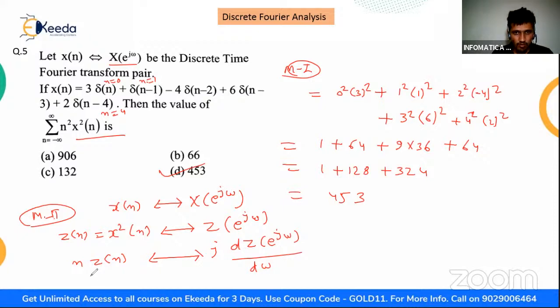Then again we have to do the double differentiation, n square zn, where zn is equal to x square n. Then we will use the Fourier transform for that. The summation in time domain, which is basically the integration property, or you can say the central ordinate theorem if you know, will be simply equal to this Fourier transform. Put omega equal to 0 and you will get the answer.